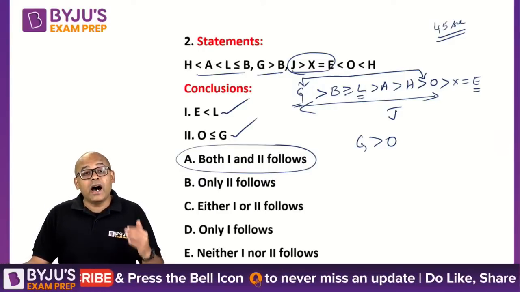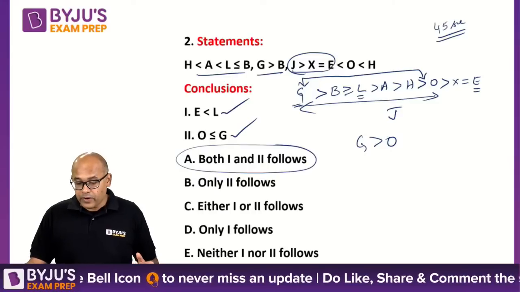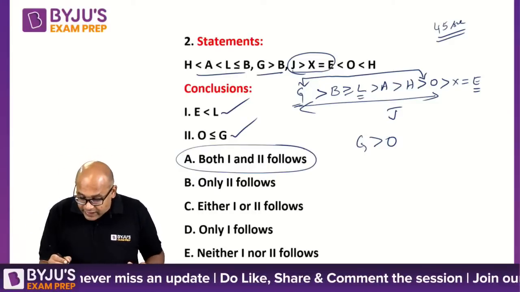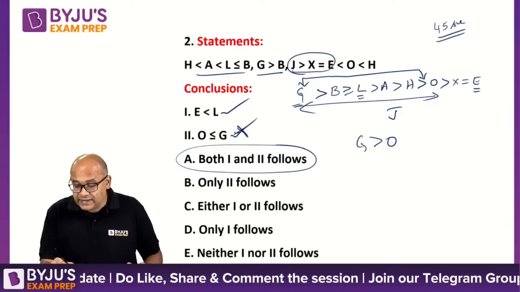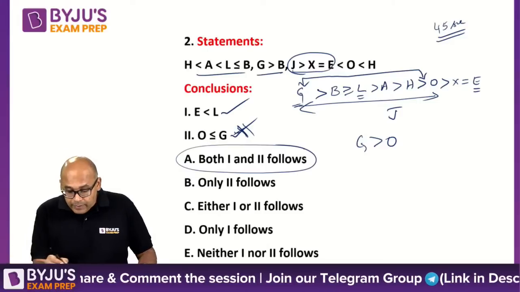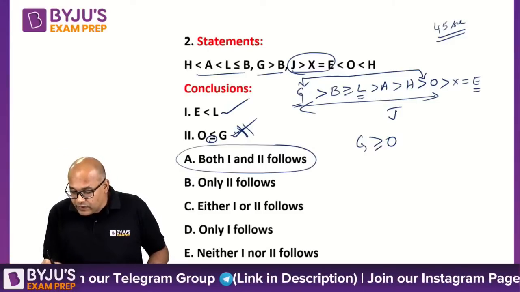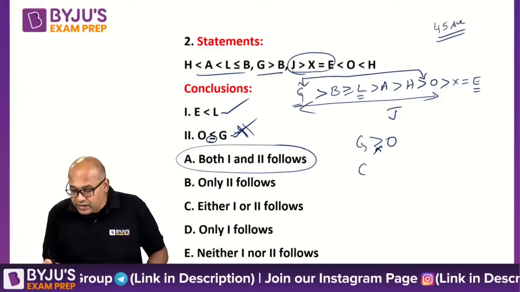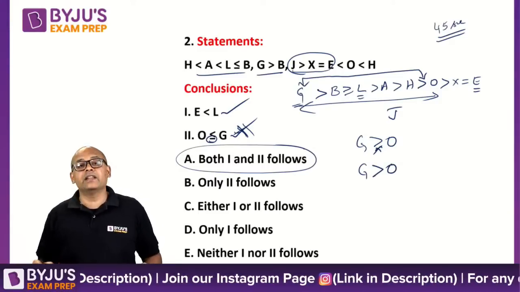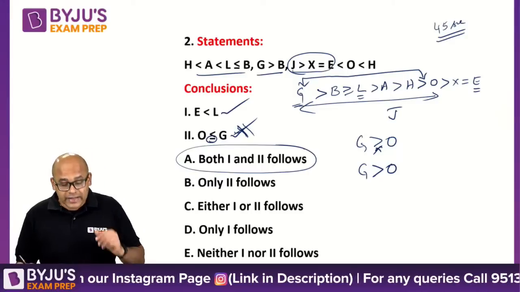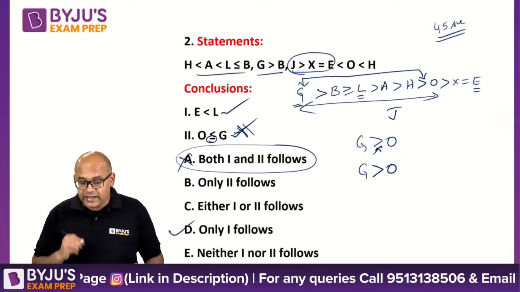O and G are connected. Okay, in fact, my mistake there. This is incorrect actually. Why is this incorrect? Can somebody tell me? Because here this equal to sign is there, and here this equal to sign is not there. We know G to be guaranteed greater than O. It cannot be equal to O. That is the reason. Then A is not correct, then D is correct.